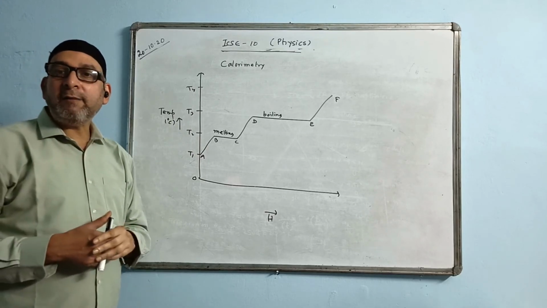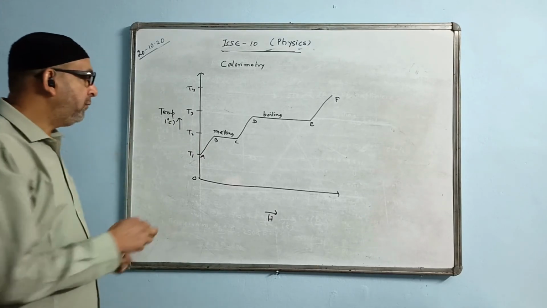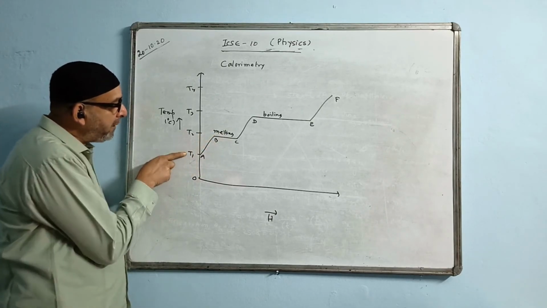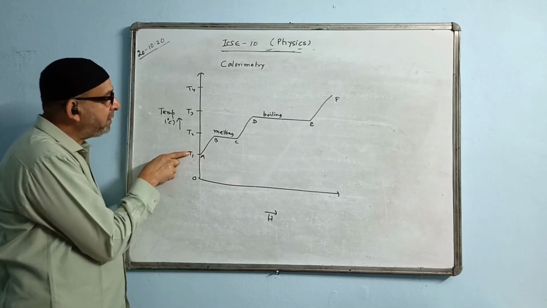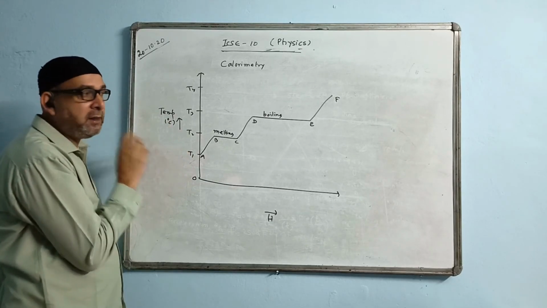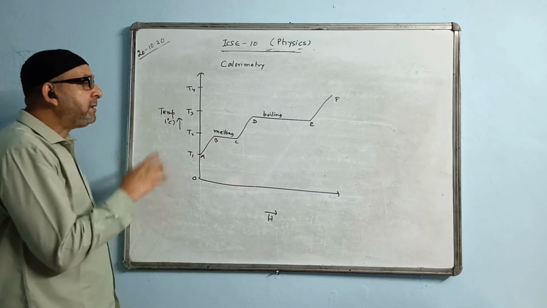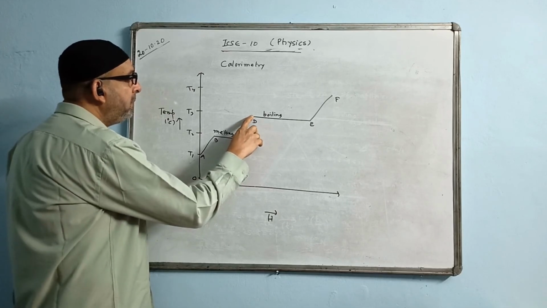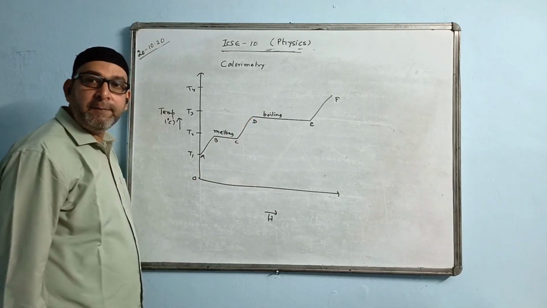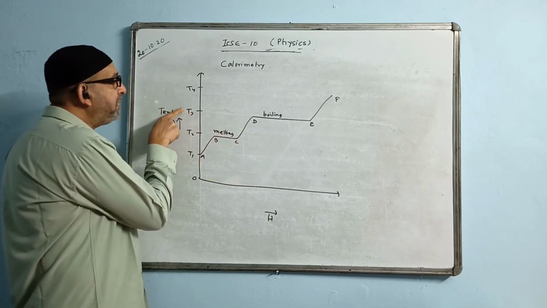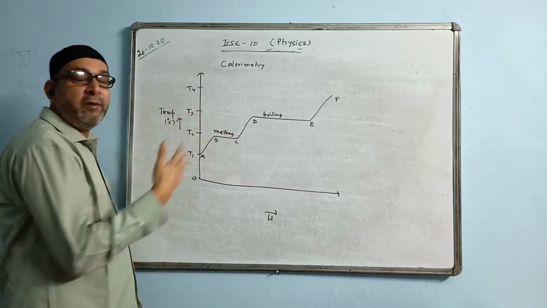What is the rise of temperature of the solid? We know solid is from here till here. What is the rise of temperature? T2 minus T1. We write like this, T2 minus T1 within bracket degree Celsius. What is the rise of temperature in the region CD, or what is the rise of temperature of the liquid? Liquid is from here to here. There we will say T3 minus T2. Like that we will be answering the question.